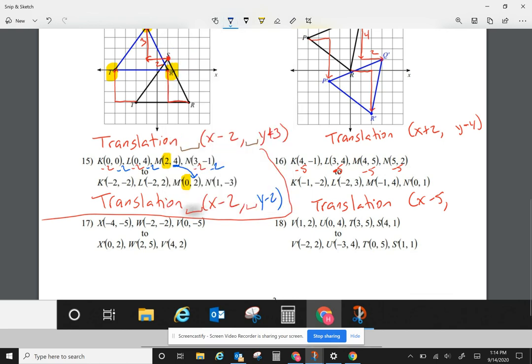Now, what am I doing to y? I don't have to start with K. I can start with any point. I'll look at L. That one's easier. 4, I have to make it 3. 4 minus 1 is 3. So let me check if it works for every y. I'm subtracting 1 from every y. And I notice that they all work. So I'm just going to say, okay, cool. y minus 1.